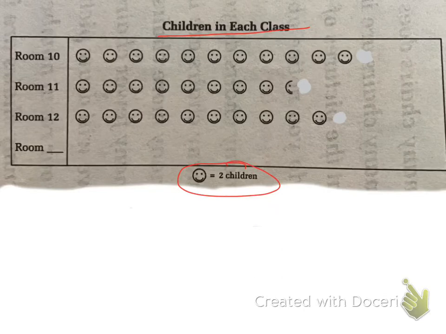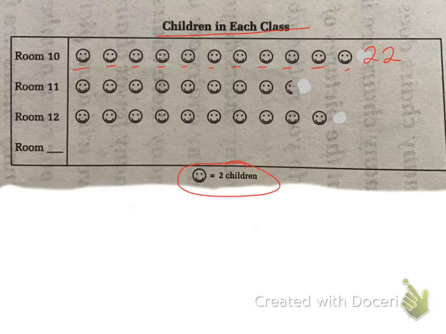Okay. So in room 10, how many children are there? Well, we're going to count by 2s. So we have 2, 4, 6, 8, 10, 12, 14, 16, 18, 20, 22. So room 10 has 22 children in it.